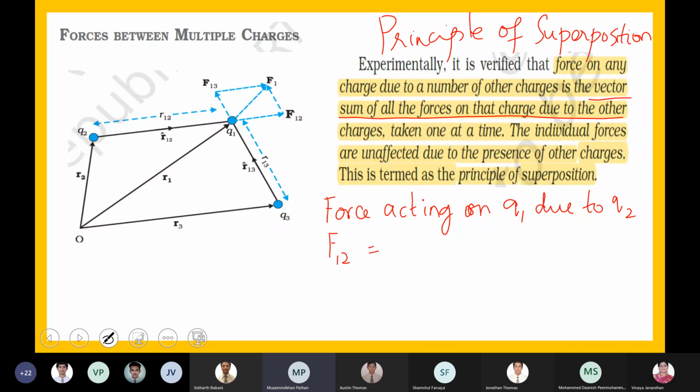Ma'am, what should we write? Superposition, whatever is being highlighted. Ma'am, the entire highlighted part? Yes, the entire highlighted part. Then you can draw the diagram. I'll explain the diagram.